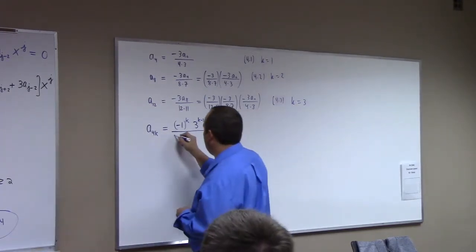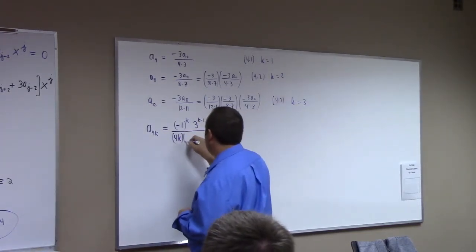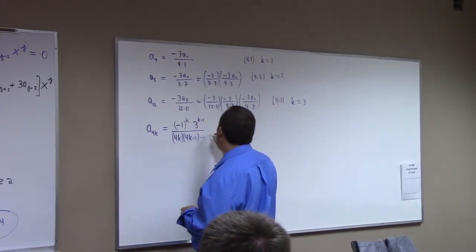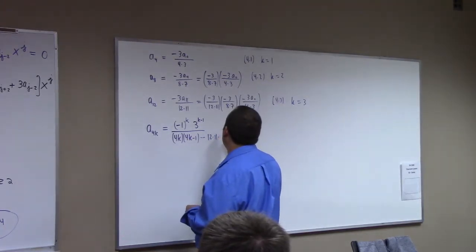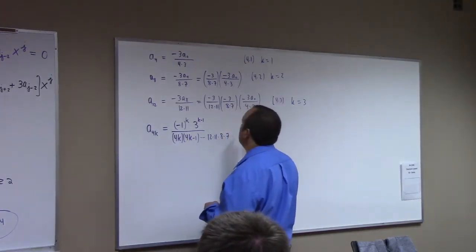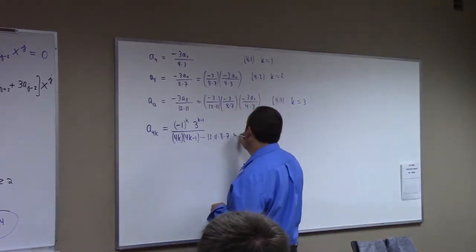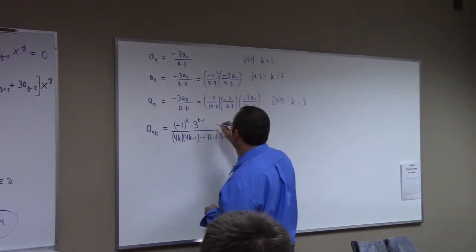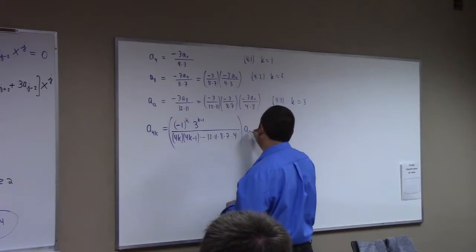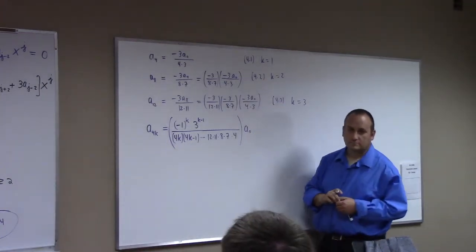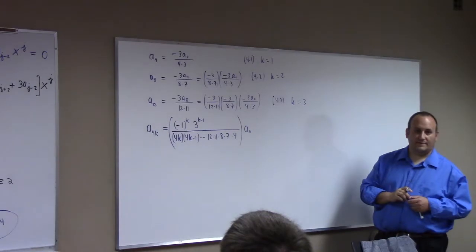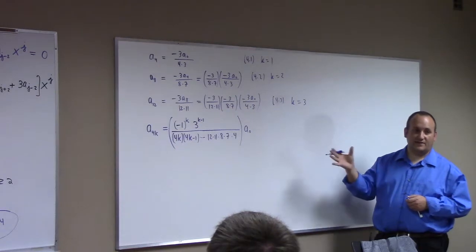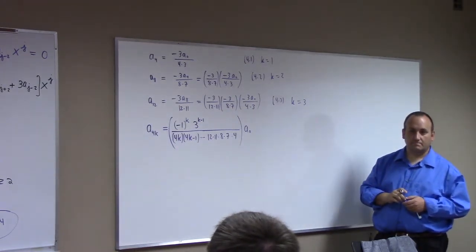Well, I've got 4k, right? Times 4k minus 1, right? Dot times what? Times 12 times 11 times 8 times 7 times 4, because I canceled the 3 out. And all of that times a sub 0. And that's about the best answer I can give you for these coefficients. This is not the answer yet, but that's about as clean as I can make it, all right?